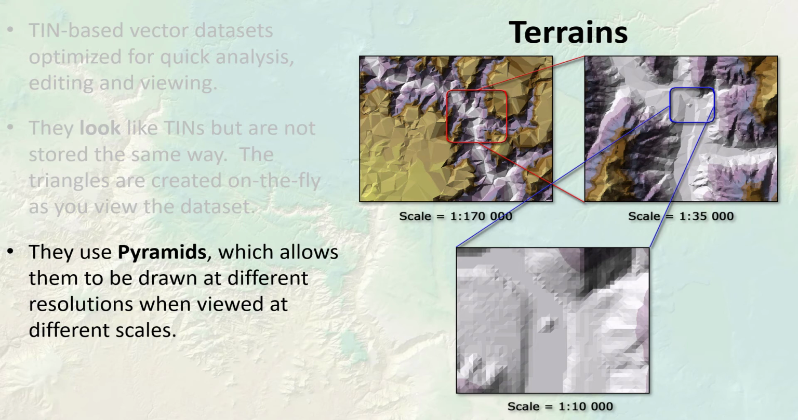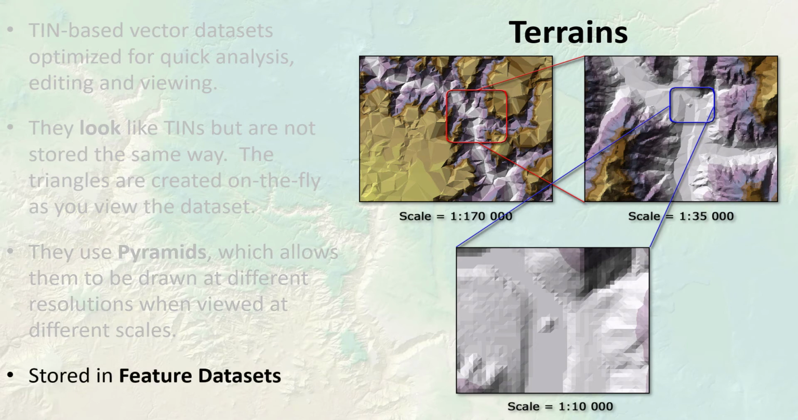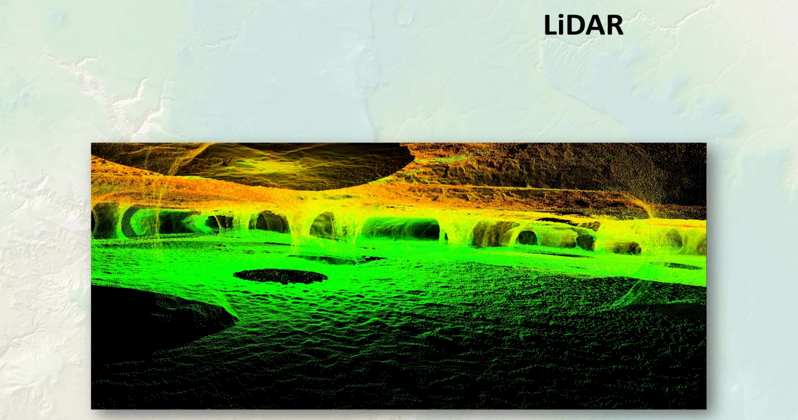So terrains can also incorporate information from points, lines, and polygons. But notice that we're looking at this in three different scales. When we're at 1 to 170,000, it looks one way. As you zoom in, it redraws itself at a higher resolution, and you keep zooming in until it draws itself at the maximum resolution. And terrains are stored in feature data sets, so you can't store one next to a shapefile. It has to be stored in a geodatabase in a feature data set. Next up is LiDAR, and this is one of the more exciting new things that's being developed in GIS.